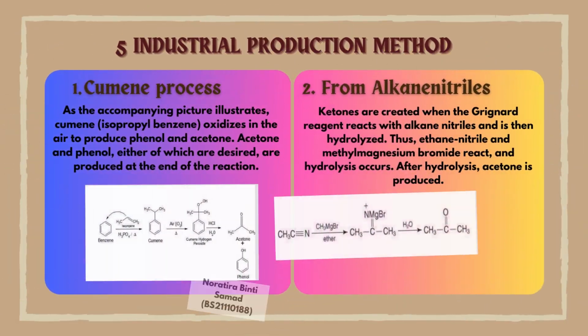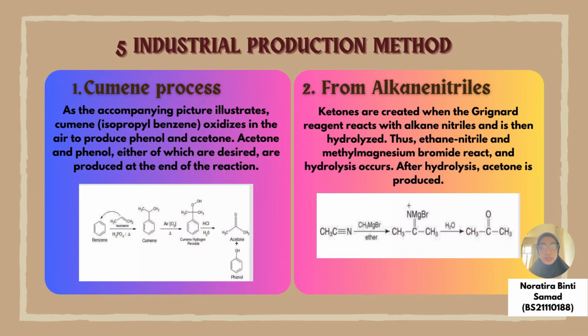There are 5 industrial production methods. First is the cumene process. Isopropyl benzene is oxidized in the air to produce phenol and acetone. Acetone and phenol are produced at the end of the reaction.